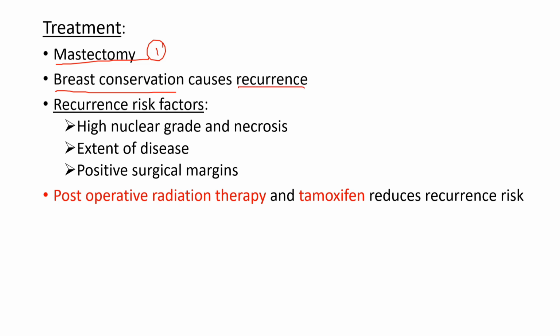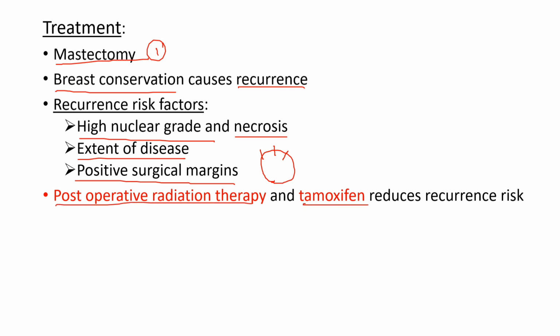There are certain risk factors which determine recurrence. The first is high nuclear grade and necrosis. Next is the extent, that is, how far the disease has spread. Now the positive surgical margins, that is, after surgery the excised mass is sent for pathological examination, where the margins are examined for cancer cells. Now, the recurrence can be reduced by post-operative radiation therapy and tamoxifen. Tamoxifen is a drug.